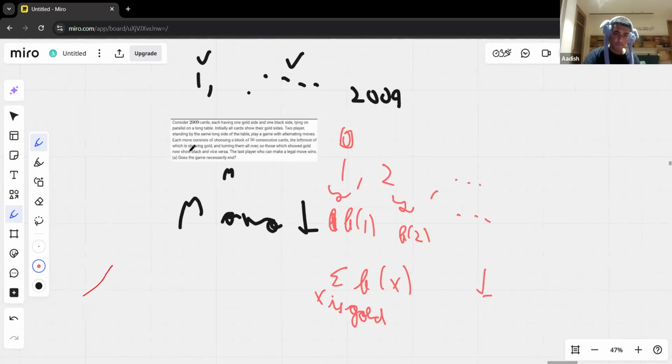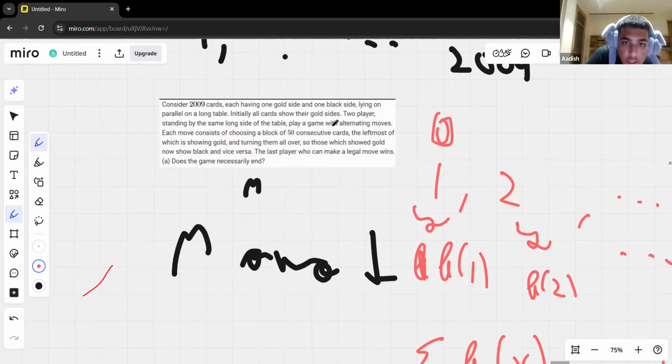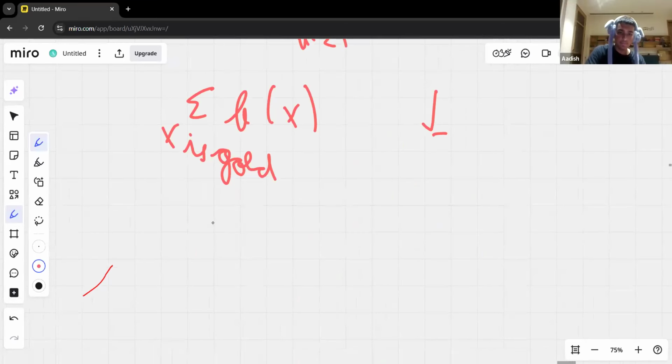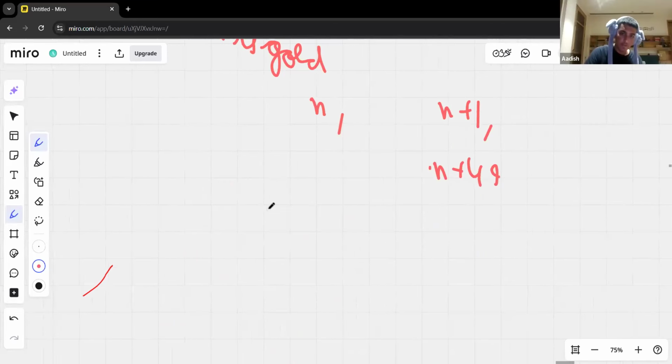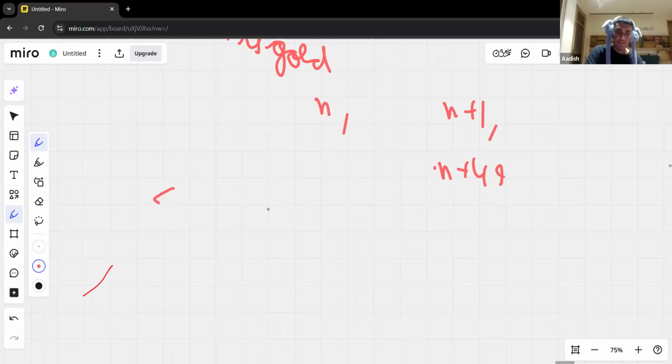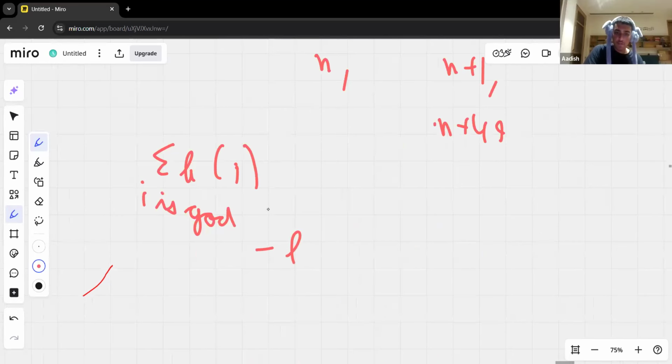So what do you do at the relevant position? You take the leftmost card which is gold. Some number n will be gold, and n plus 1 all the way to n plus 49 will all be something else. We don't know. So from the summation of f of i, where i is gold, you subtract the value of f of n.